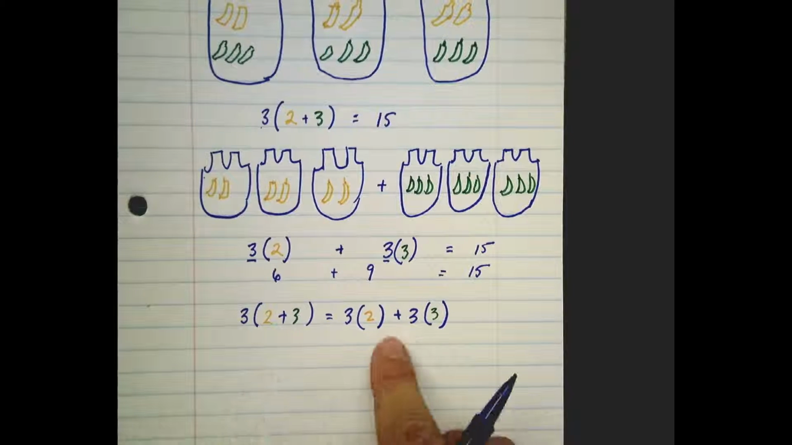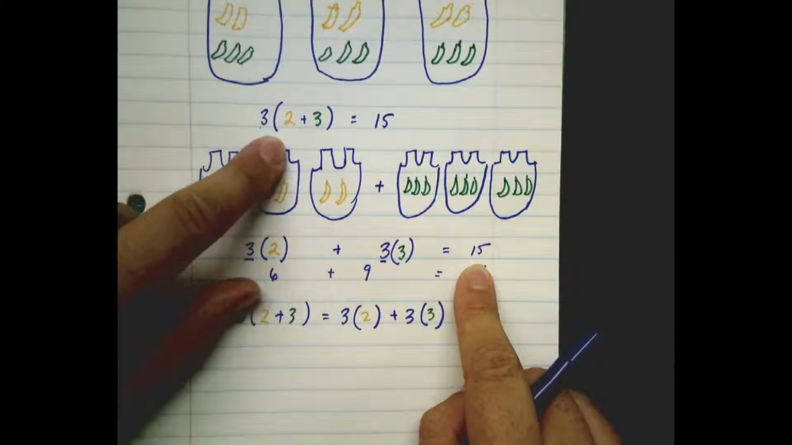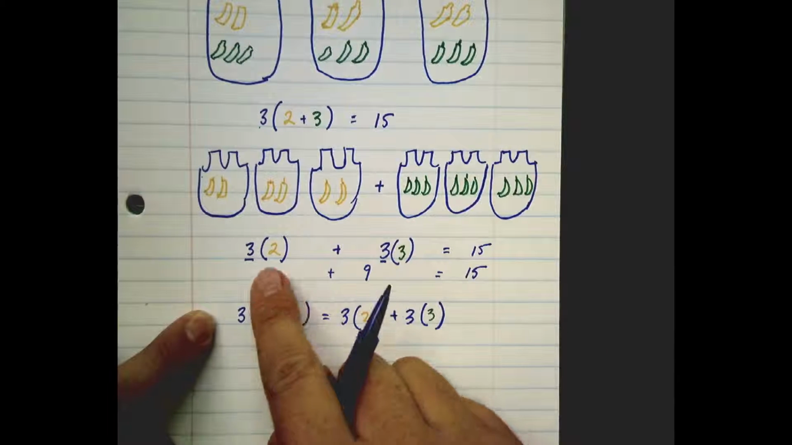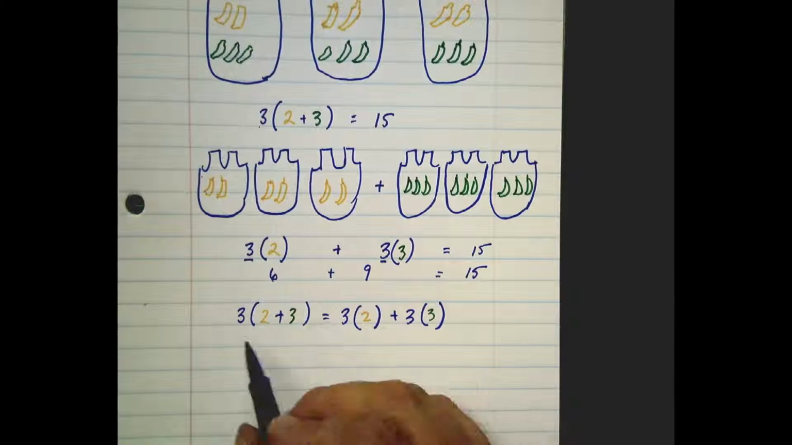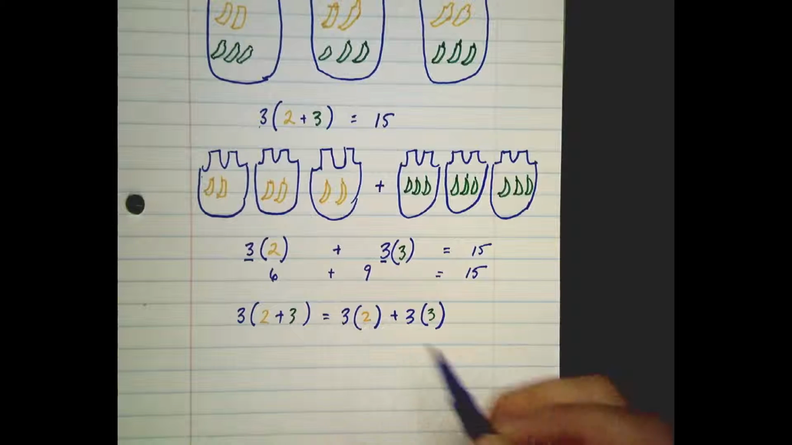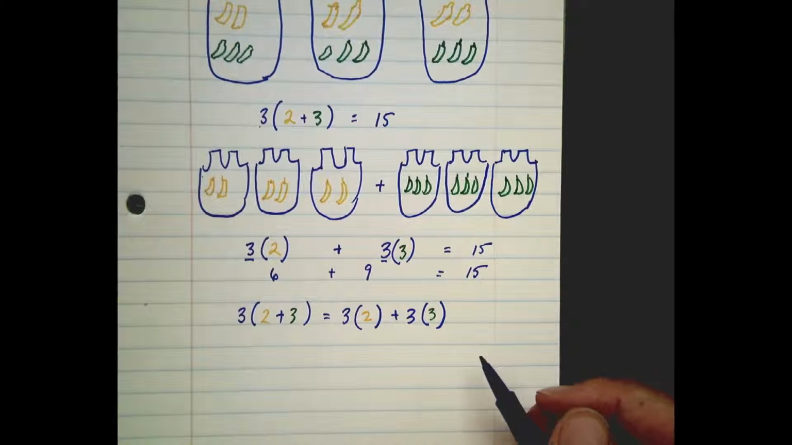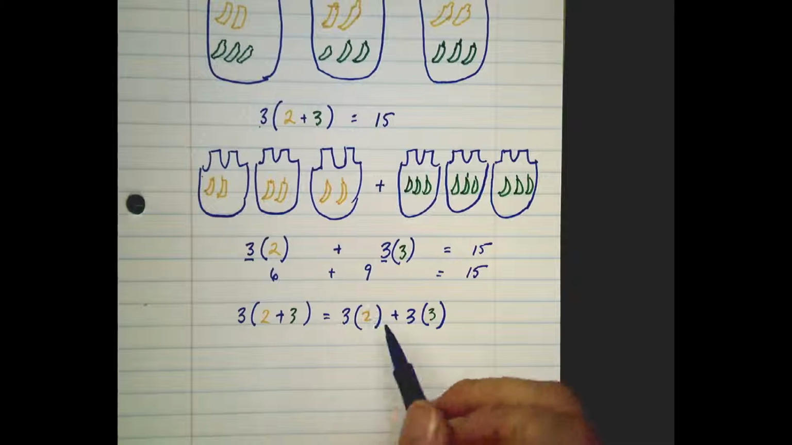Now these two things are equal because they both equal 15. See how I just took this one and put it right here, and then took this one and put it right here. So they're equal to each other, and all we did was say 3 times 2 and 3 times 3. So that's what it is, 3 times 2 and 3 times 3.